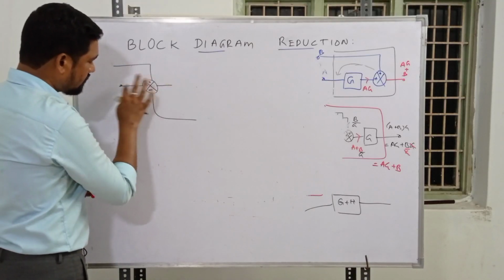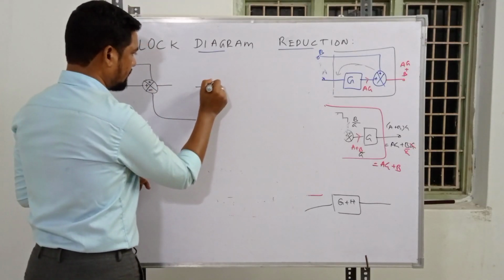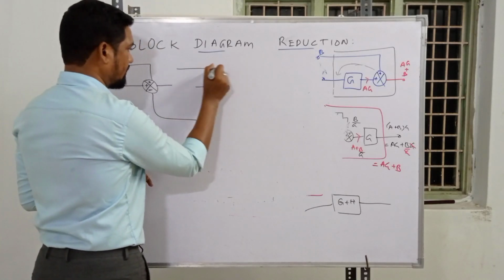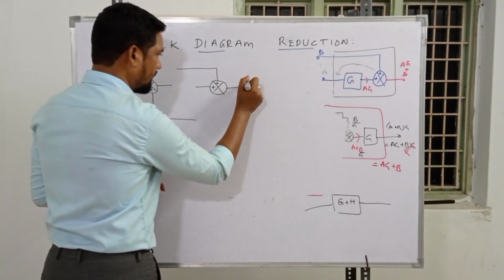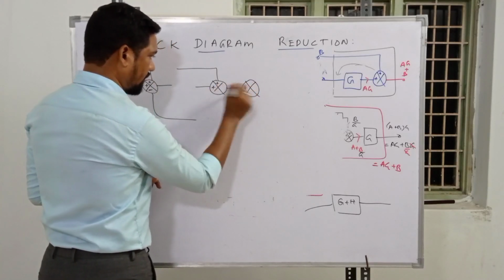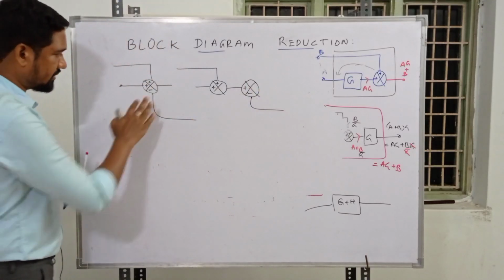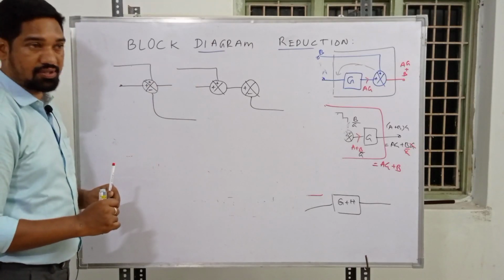This could be split into two. How is that? Positive from this side, positive from this side, and another positive from this side. Extend it, add it, and another one negative. This is splitting the summing point, they call it splitting the summing point.